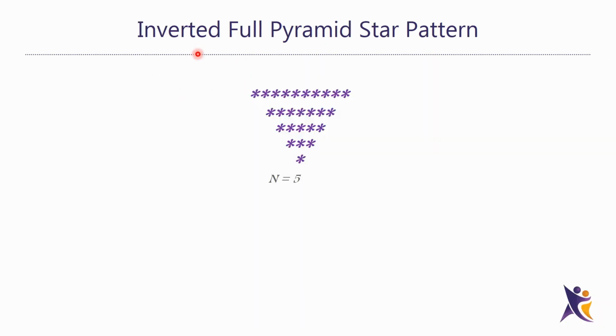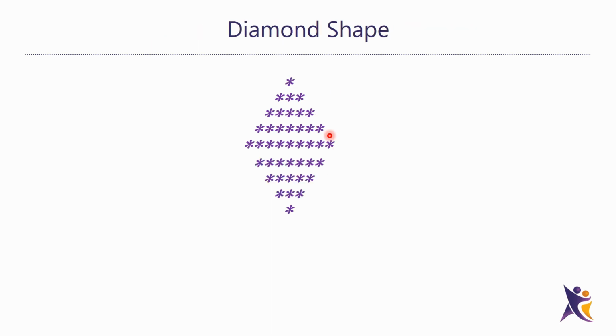The next pattern is the inverted full pyramid star pattern. Just follow the same approach we have followed for the full pyramid, and you will easily get the logic. Divide the shape: the first part is simply a mirror image of the inverted half pyramid, and the second part is nothing but an inverted half pyramid of size n minus 1. You just combine those two logics and you will get this shape.